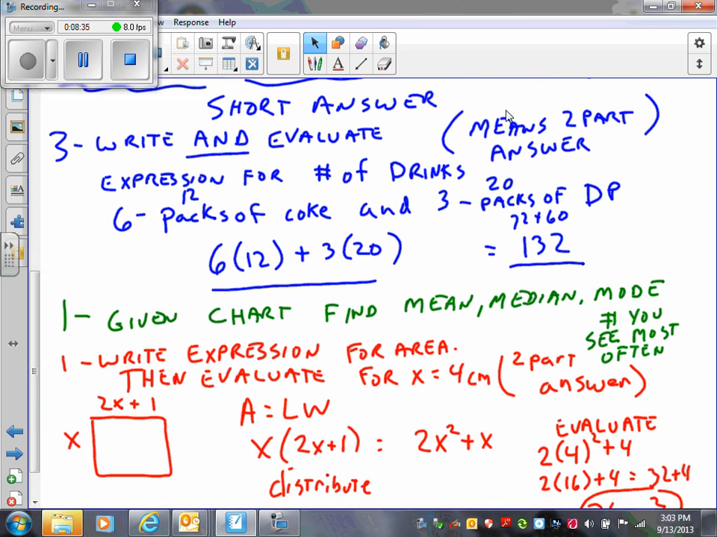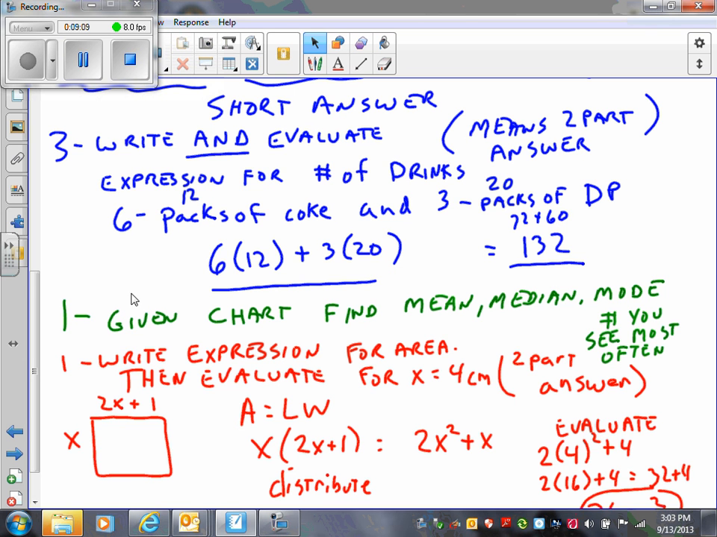Then we get to the short answer. 3 of them will be write and evaluate, which means each one of those is a 2-part answer. Write and evaluate an expression for the number of drinks in 6 12-packs of Coke and 3 20-packs of Dr. Pepper. So 6 times the 12 plus 3 times the 20, you get 132.